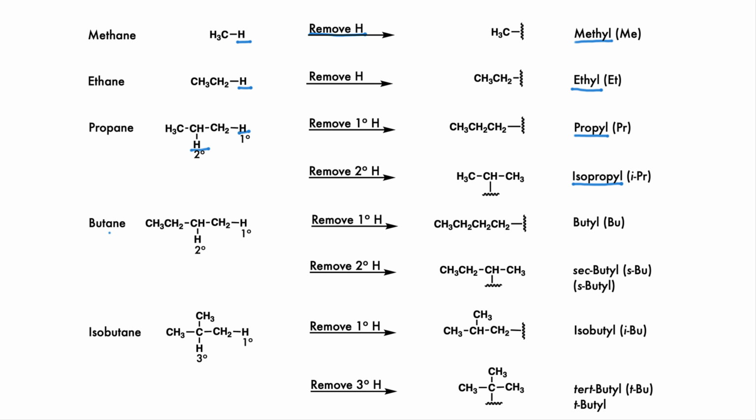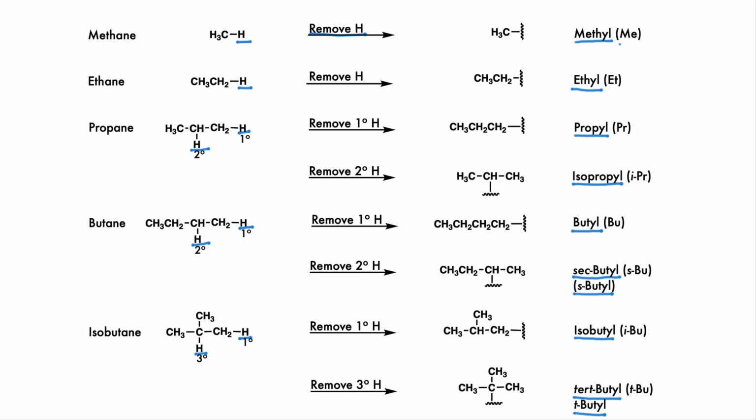There are 4 butyl groups we can derive systematically. 2 come from butane, and 2 come from its isomer isobutane. Removing a primary hydrogen from butane gives a long-chain butyl group. Removing the secondary hydrogen gives the sec-butyl group, which is also abbreviated S-butyl. Removing a primary hydrogen from isobutane gives the isobutyl group, and removing the tertiary hydrogen gives you the tert-butyl group, which can also be abbreviated as T-butyl.